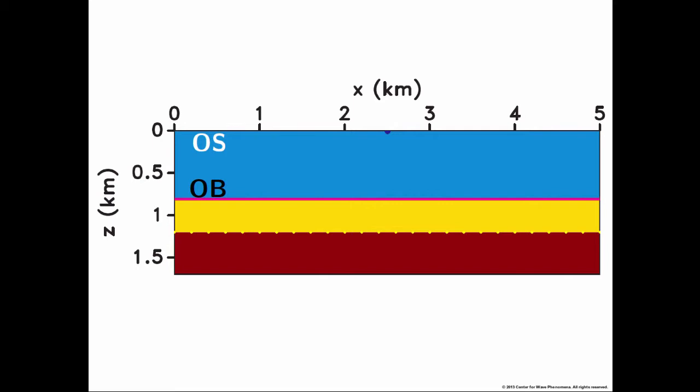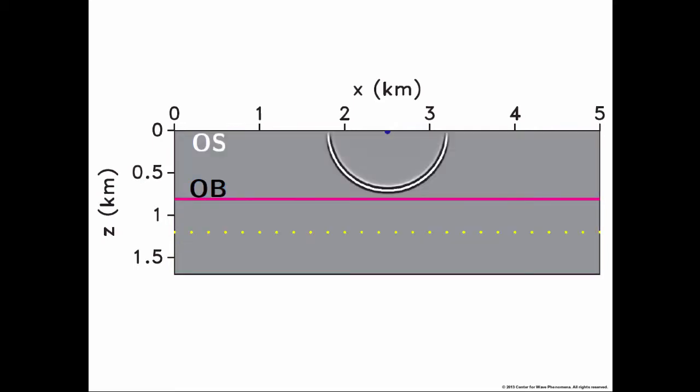And the ocean bottom is shown with the magenta line. I have my source on the ocean bottom at 2.5, and the ocean surface at 2.5. Sorry. And now I'm showing a series of snapshots of the wave field. This is the source side wave field.